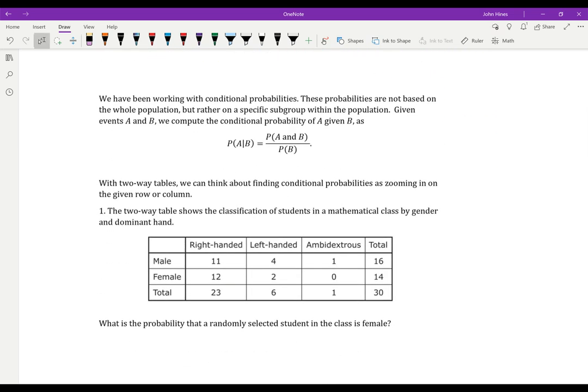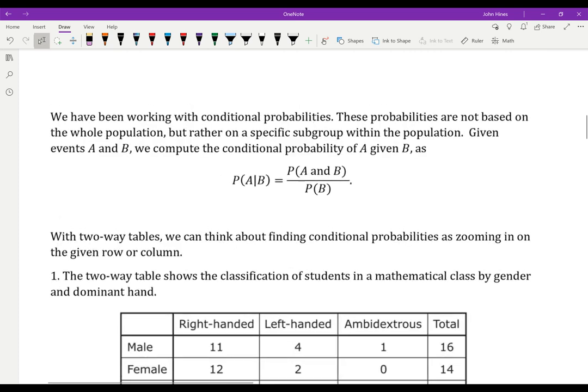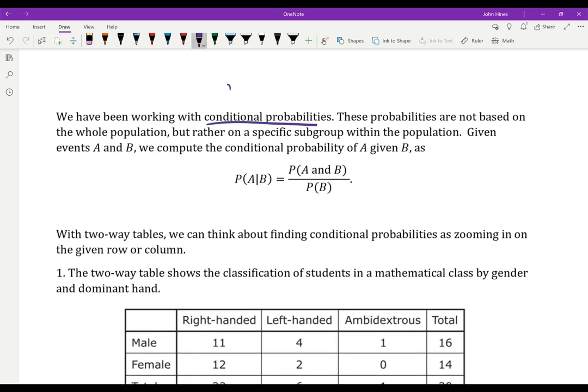So what we've been working with is called a conditional probability. And conditional probabilities are given. The keyword for a condition, you have an extra condition thrown on your given information. You're not based on the whole population, but you're based on a subgroup.